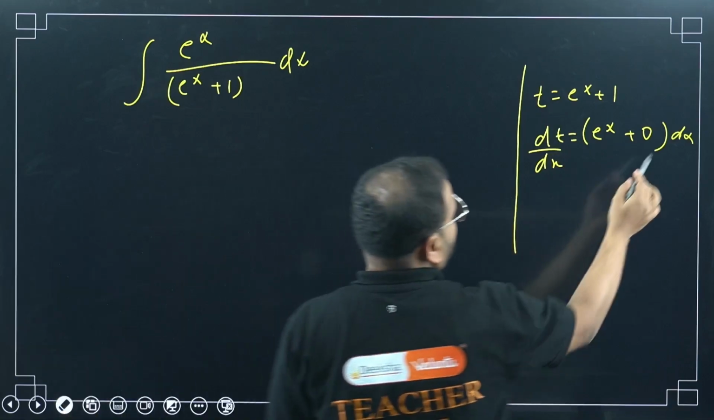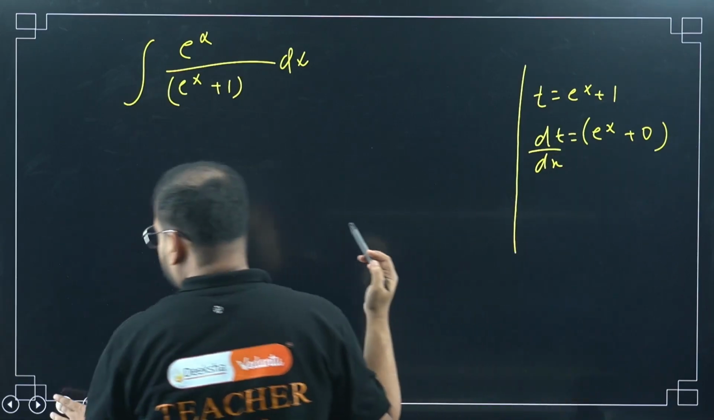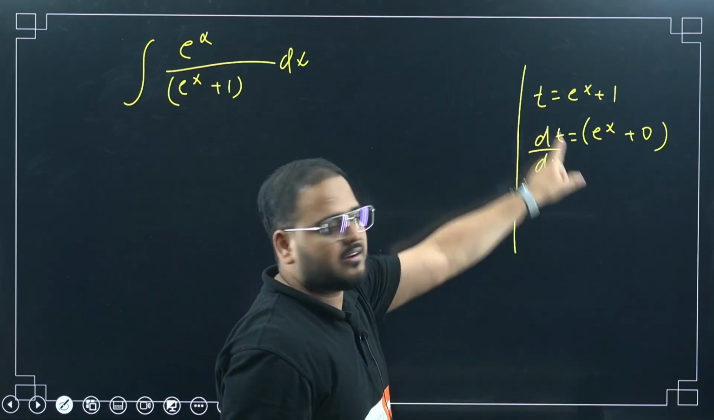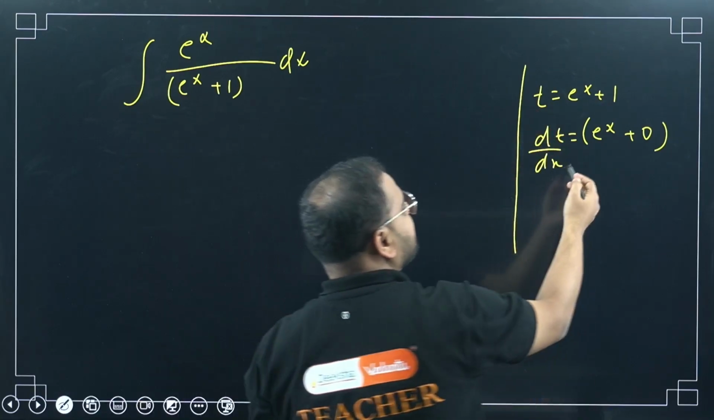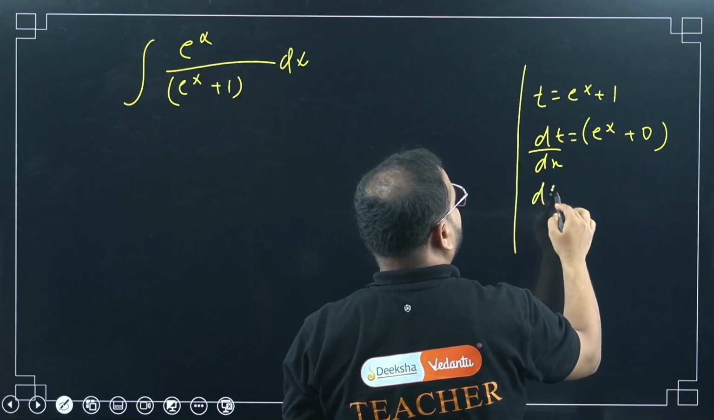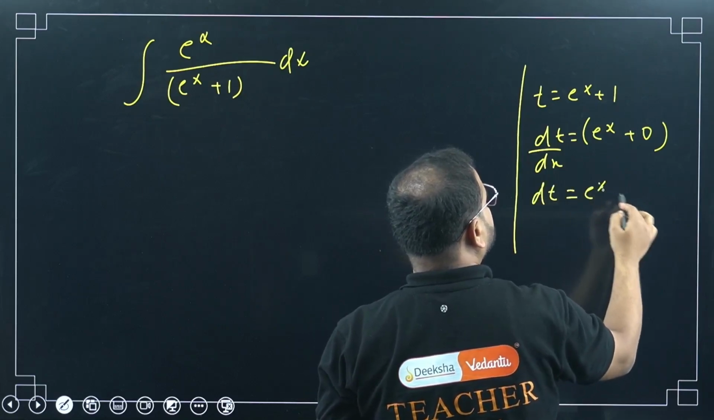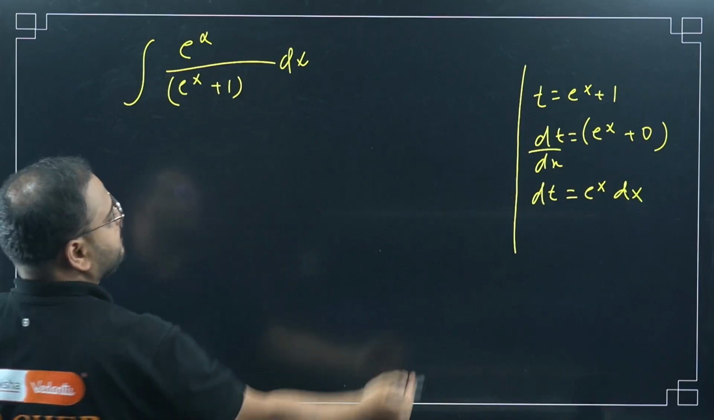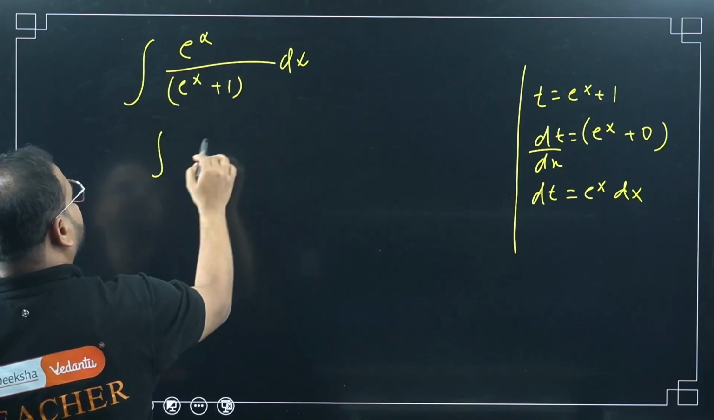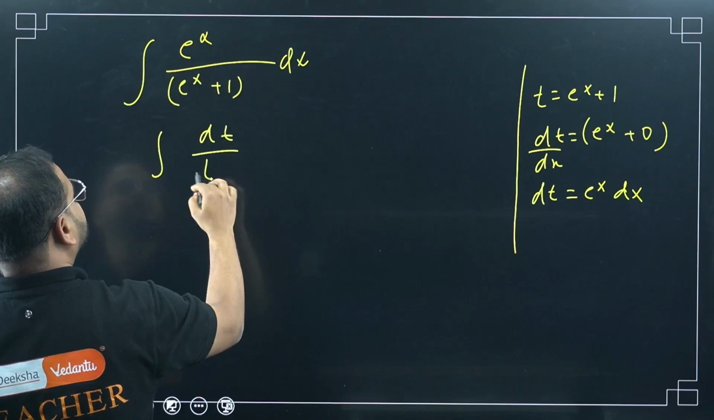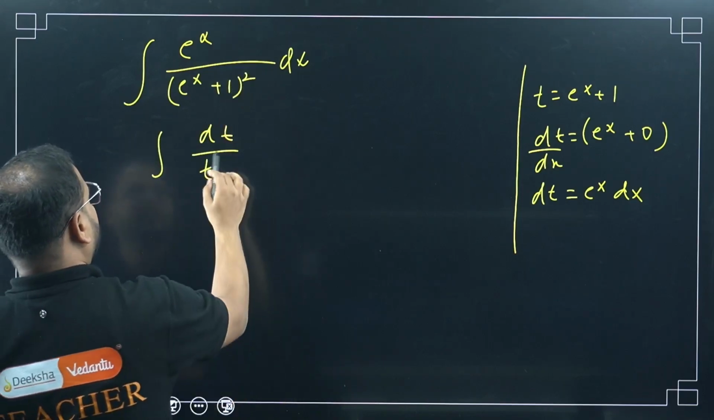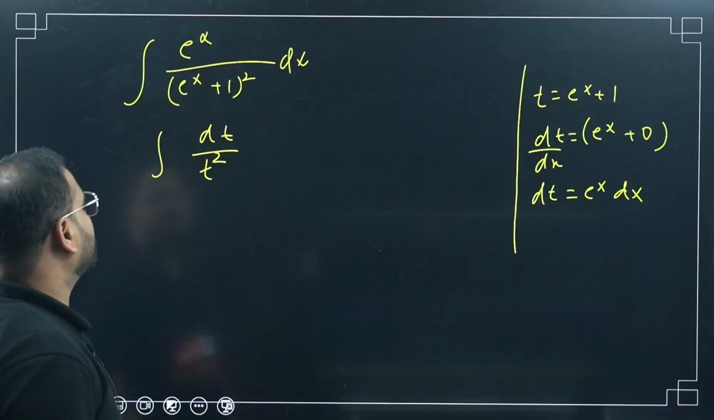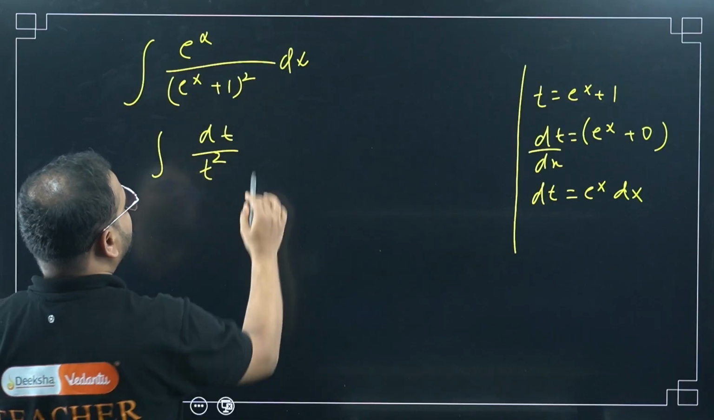If you're not getting it, please don't mind, I thought you would understand. How will I differentiate t? dt by dx, right? Then I can take dx on the other side. It will become dt equals e power x times dx. That's how I'm getting dx on the other side every time. So I can replace this by integration of dt upon t square, where t square is e power x plus 1 the whole square.